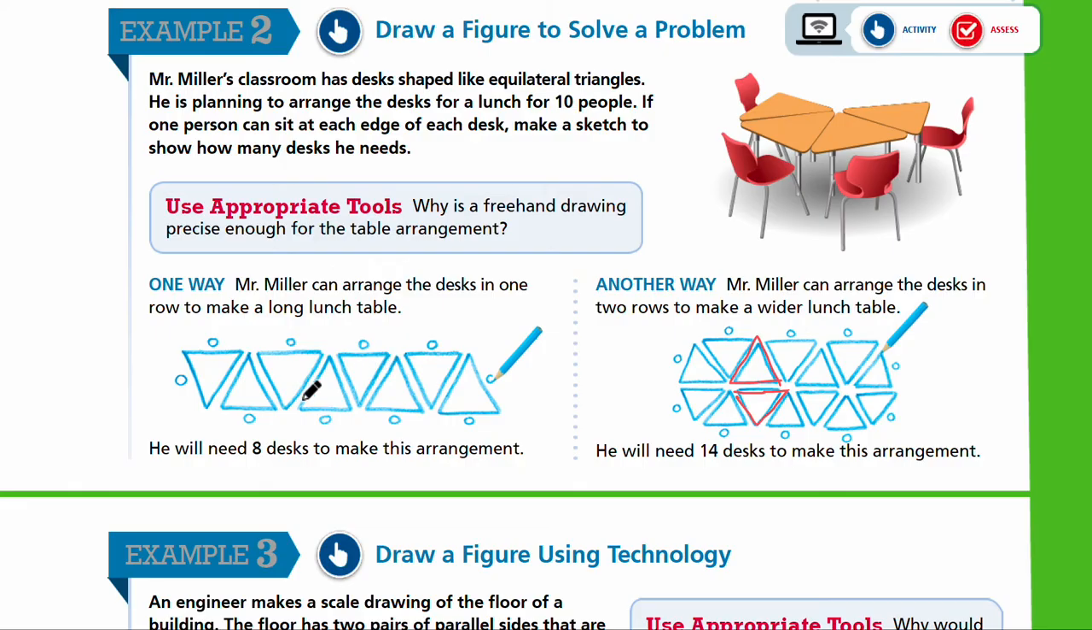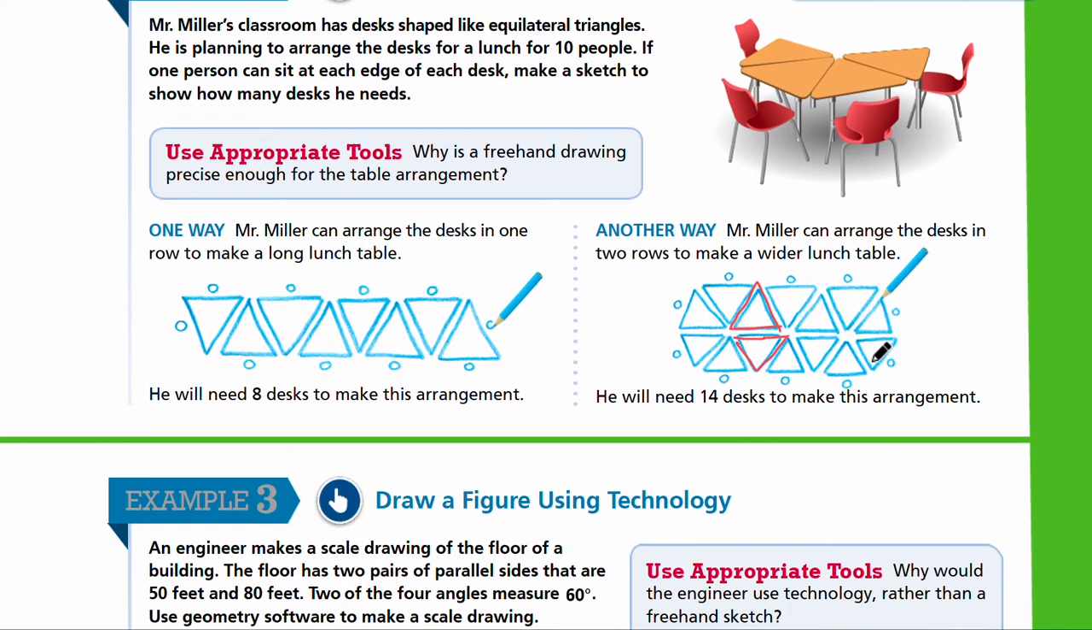So in this case, he will need 8 desks to have 1, 2, 3, 4, 5, 6, 7, 8, 9, 10 people. In this case, he'll need 14 desks to make this arrangement. Unless you put this table away, but then our shape is going to be a little bit weird because the people in the middle will probably move their desks like over here and here, and then the shape would be destroyed. So yeah, we do need 14 desks. Let's look at example 3.